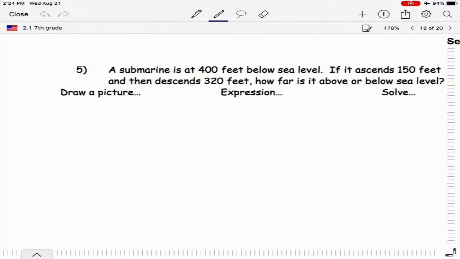A submarine is at 400 feet below sea level. If it ascends 150 feet and then descends 320 feet, how far is it above or below sea level? So they want you to maybe draw a visual, then write out an expression and solve it. I mean, I'll leave it up to you. For those who like a number line, then yeah, draw your visual. And I can explain that maybe in class if you want me to help you with drawing out a picture.